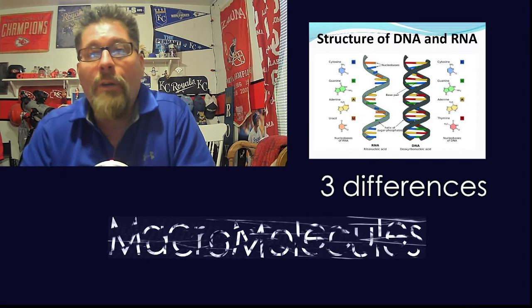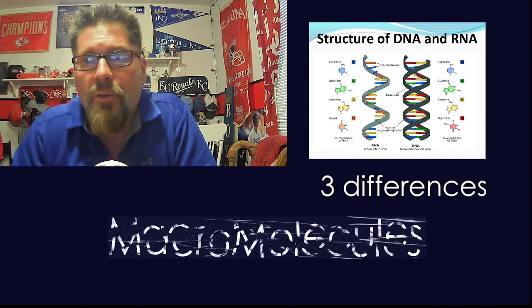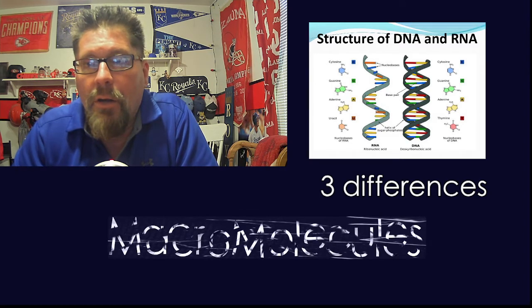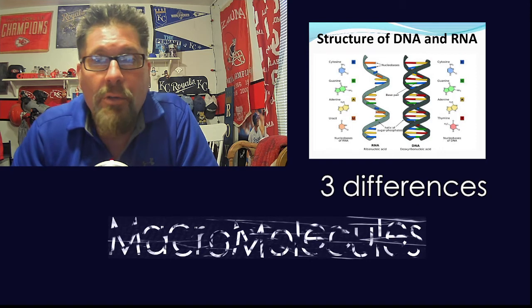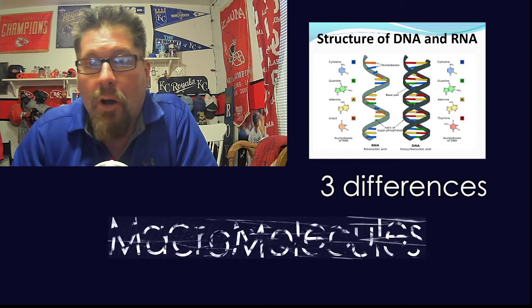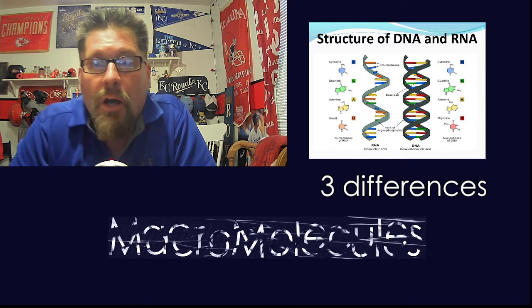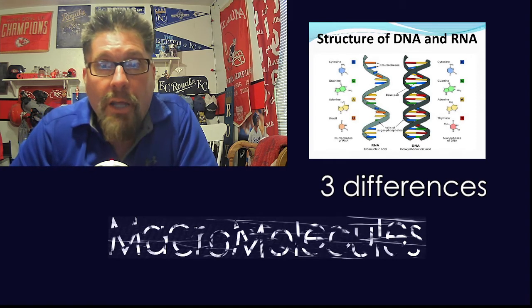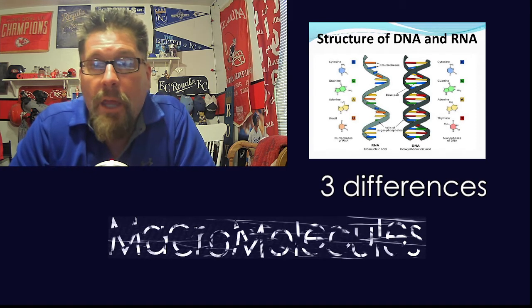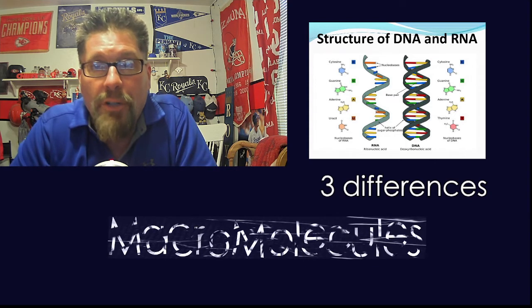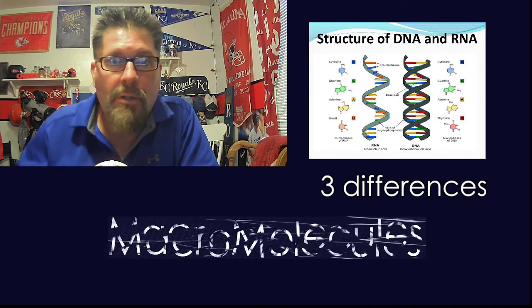Alright, so in this slide we want to reference those three main differences, and just looking at the diagram beside me, the first main difference just jumps right out at you. DNA is double-stranded, RNA is single-stranded. The second major difference is the sugar. RNA uses ribose, DNA uses deoxyribose. And the third major difference, RNA uses uracil, whereas DNA uses thymine as part of its nitrogen bases.